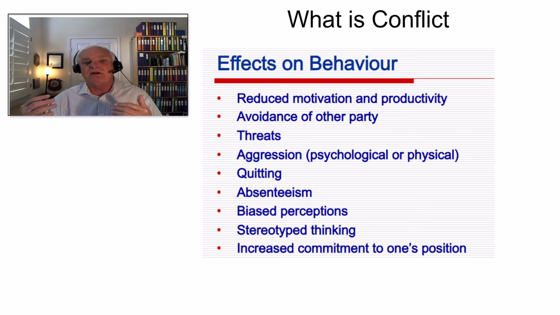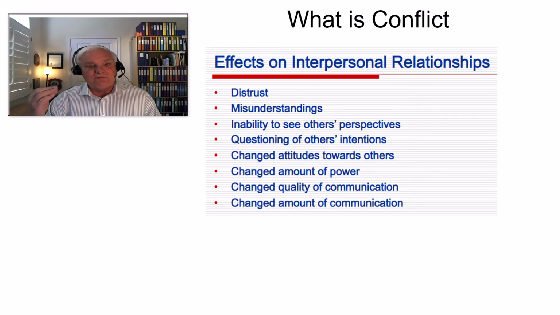And the effects of those on behavior: reduced motivation and productivity, avoidance of the other party, threats, aggression, once again, quitting, absenteeism. All of those things we talked about prior fall in there also. In addition to that, you have effects of interpersonal relationships, where you can have distrust, where people will not trust each other.